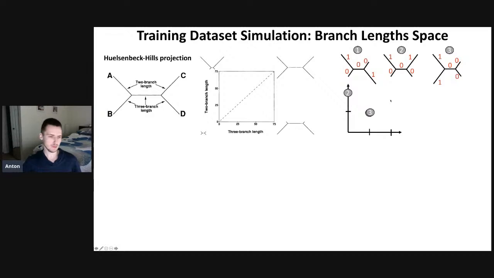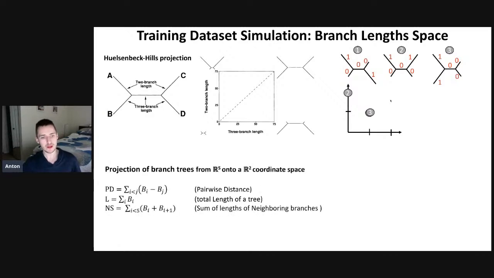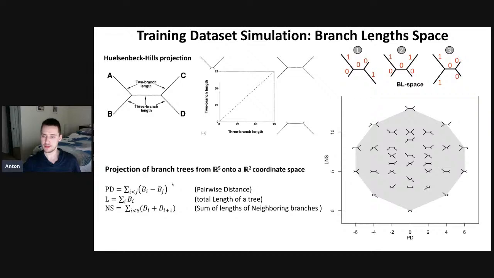So what we did, we came up with very simple heuristic formulas, or tree statistics, if you wish. The first one we called pairwise distance, which you can derive by cycling through branch lengths. Then simple length of a tree. And then we have what we call the sum of lengths of neighboring branches. You can use this formula to derive that. And then you can come up with this space.